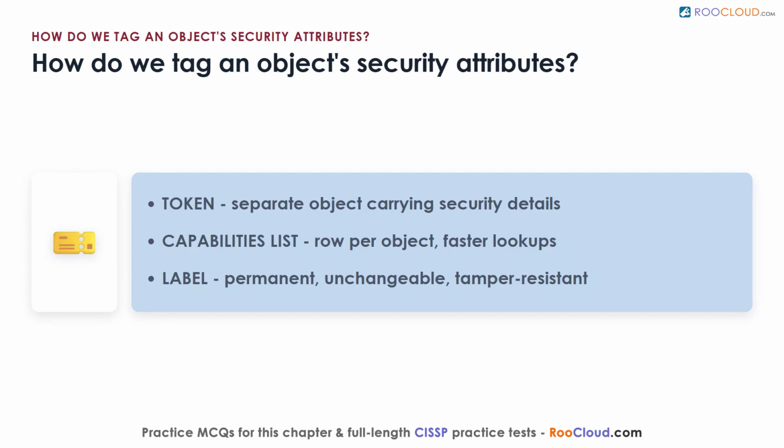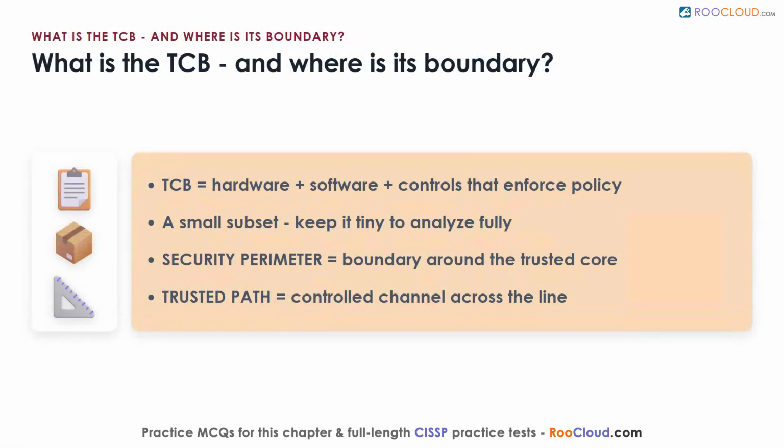A security label is usually a permanent, unchangeable part of the object it is attached to, and that permanence is its strength, because it resists tampering in a way the other 2 cannot. Think of shipping a package. A token is a removable tag, a capabilities list is the courier's master manifest, and a label is ink stamped straight onto the box. What is the trusted computing base, and where is its boundary?